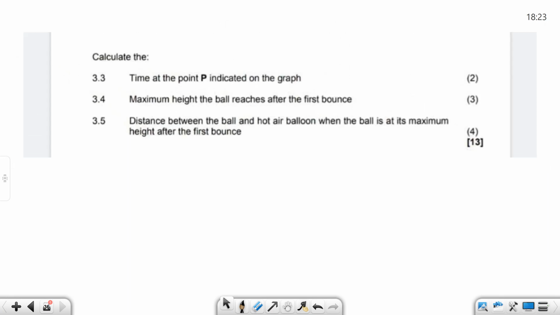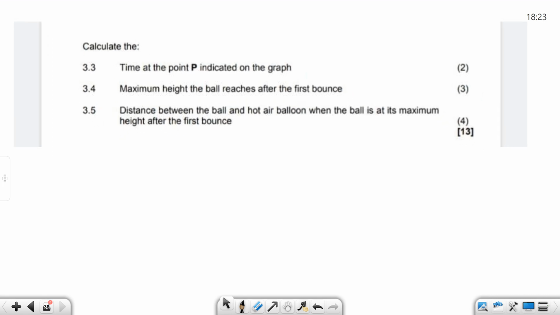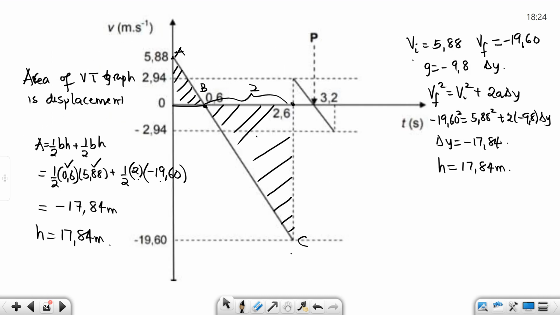All right, guys, quickly, let's answer the next one. Calculate the time. We have 7 minutes. Let's see, can we get this done? Time at the point P indicated on the graph. Where's our point P? There. No, it's the point where it reaches the maximum height again. It's not the final.